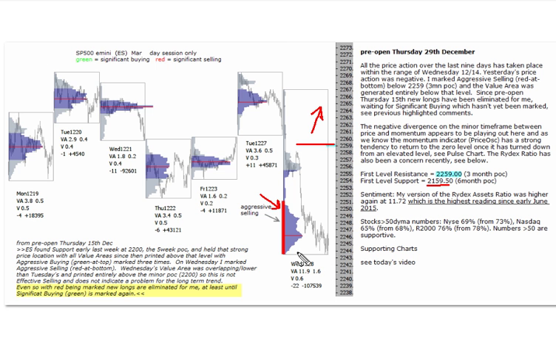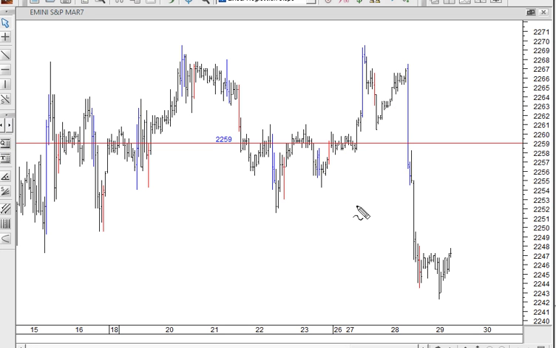Current levels, probably want to see one or the other, otherwise anticipating further weakness here. This is a live chart of the E-mini S&P on an hourly basis. Here's the level 22.59 and the short-term price below that level, which is currently a weak price location.